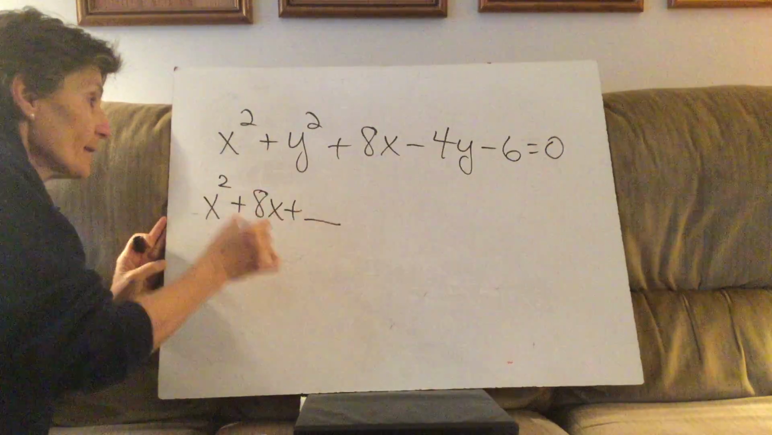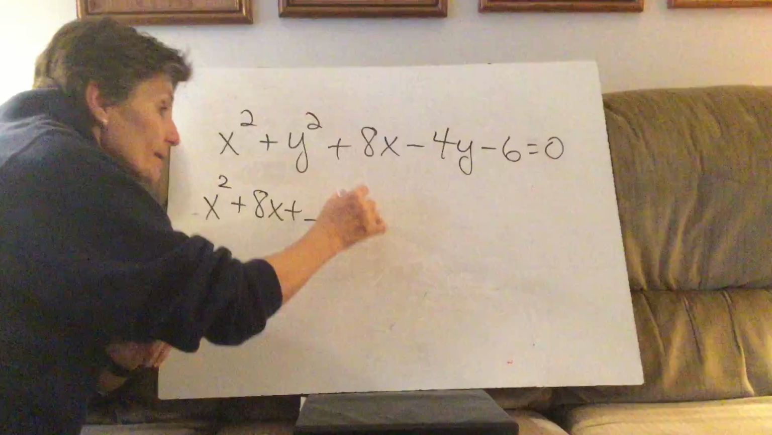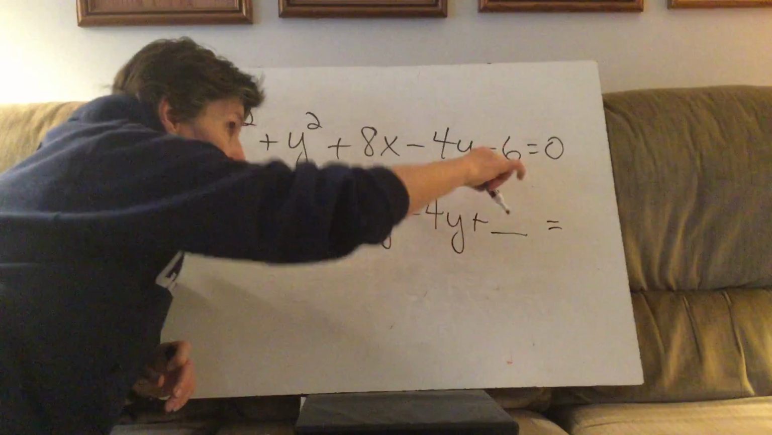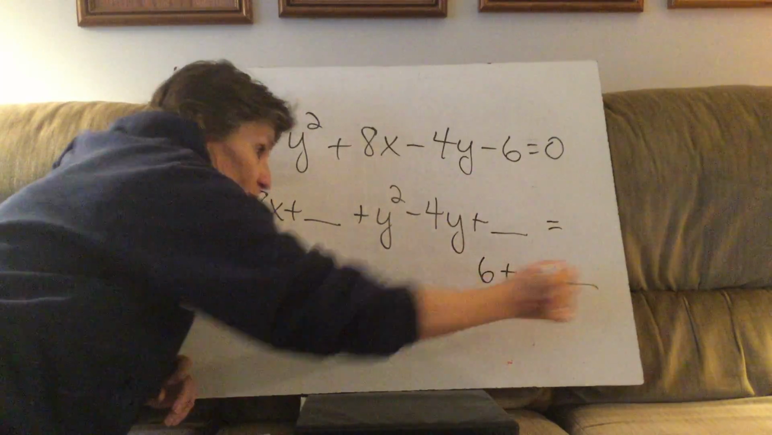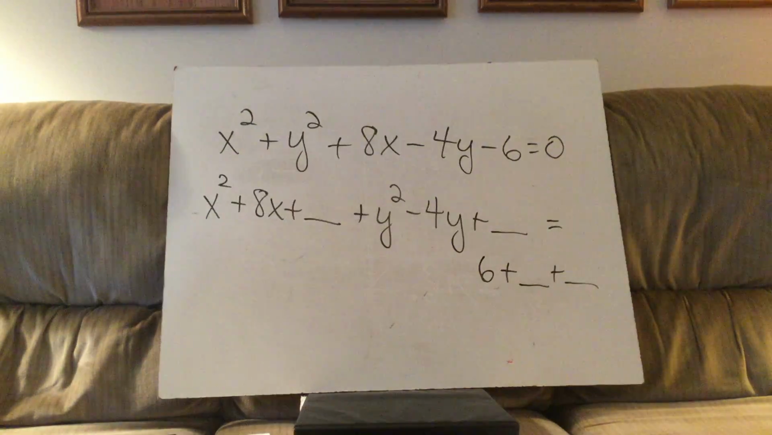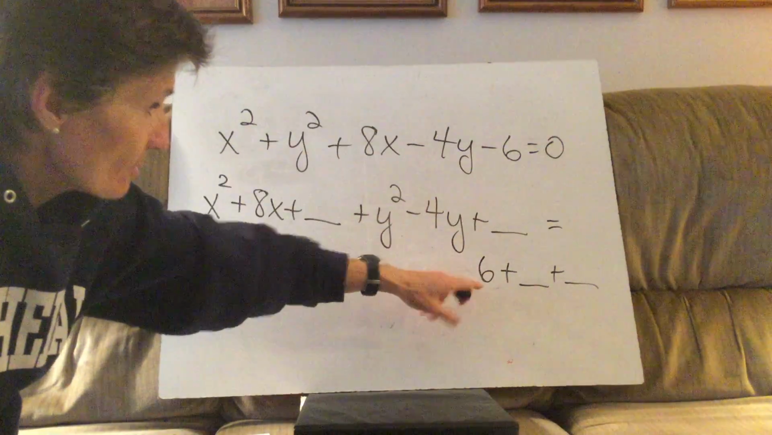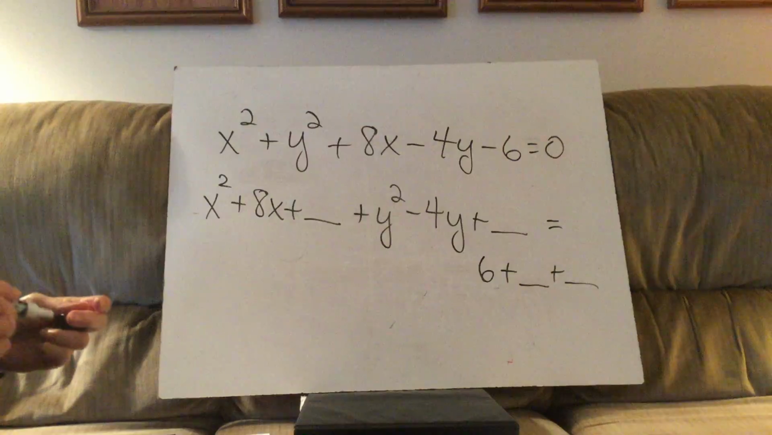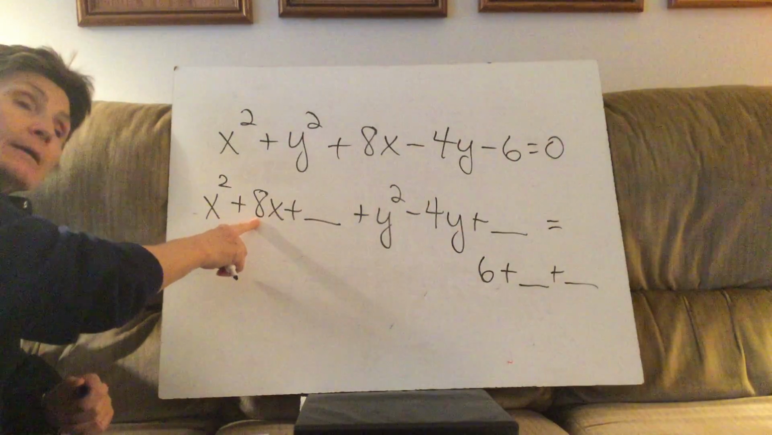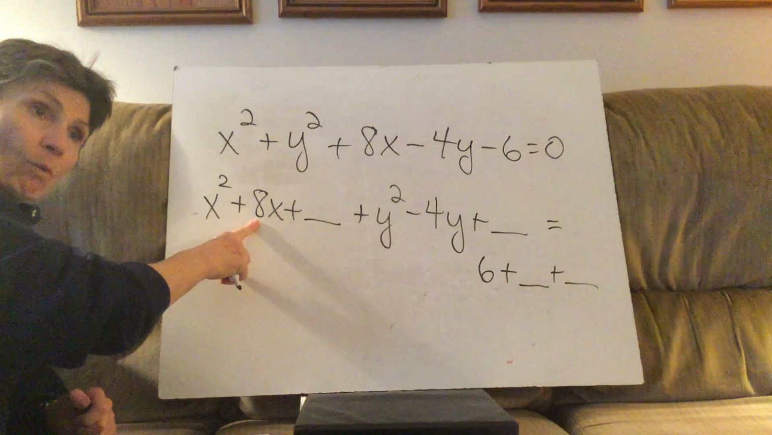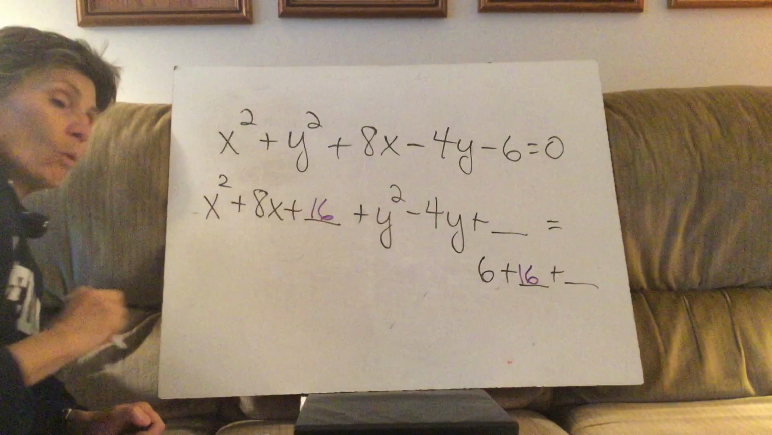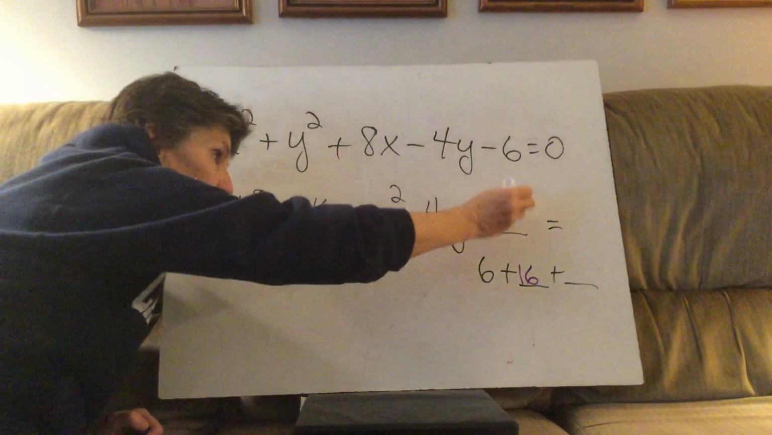So I'm going to go ahead and put my x's together and leave a blank. Put my y's together and leave a blank. Move the 6 over and put my 2 blanks over there, because whatever I'm going to add to the left side, I'm going to have to add to the right side. So I move that 6 over to the other side so it becomes positive. Now I'm going to complete the square. Half of 8 is 4, squared is 16. And half of 4 is 2, squared is 4.